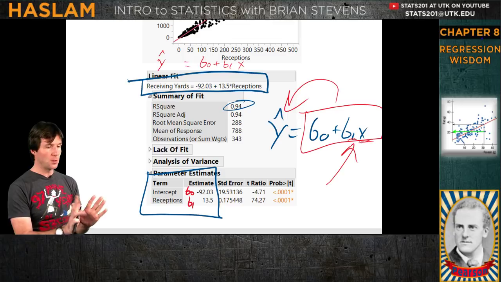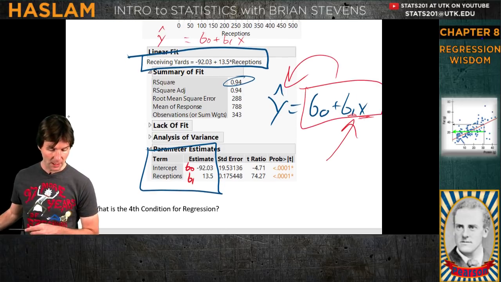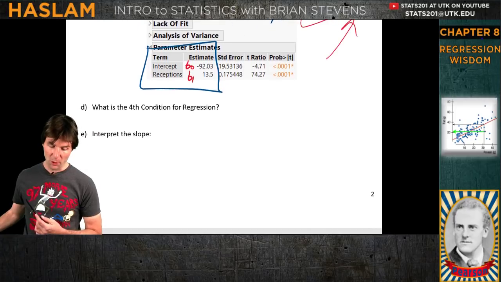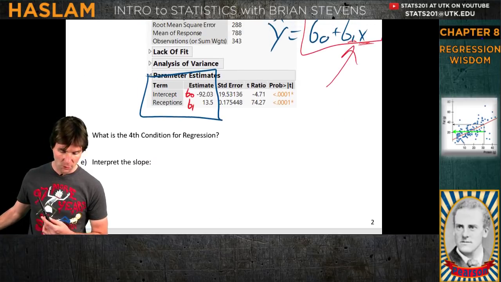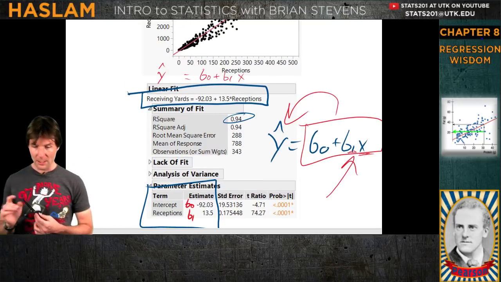Like, I always ask people to do this. I think we're about to see the interpretation of these coefficients on the next page. What is the fourth condition? Interpret the slope. Let's do our interpretation of the slope. Who can write it in the chat?